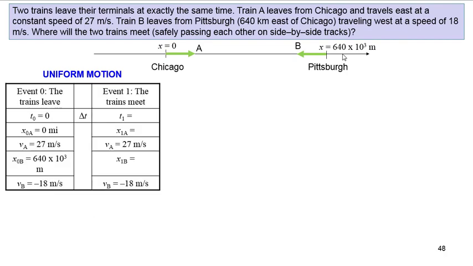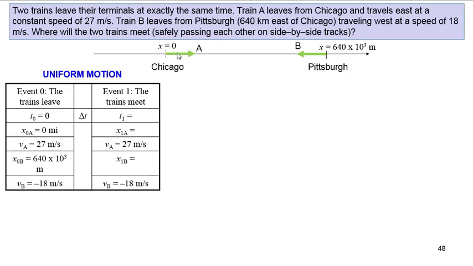I'm going to set up my information table kind of like this. I'm going to say event 0 is when the trains leave the cities, and event 1 is when the trains meet. So T0 is 0. I don't know what time they meet though. And here you can see I put X0A. That means the position of train A at this event.